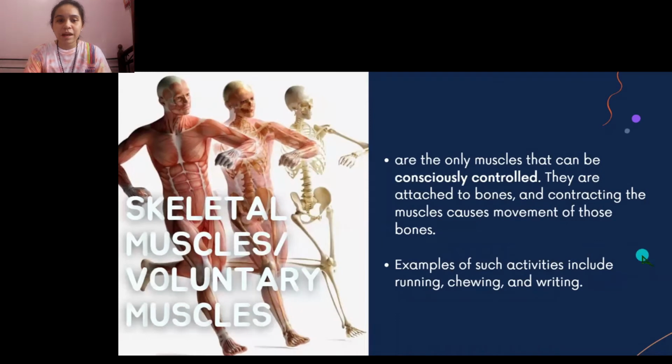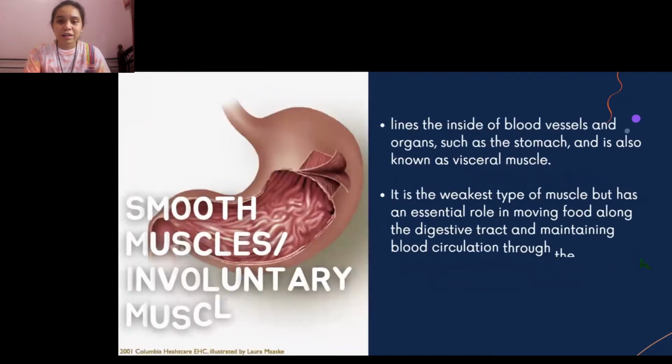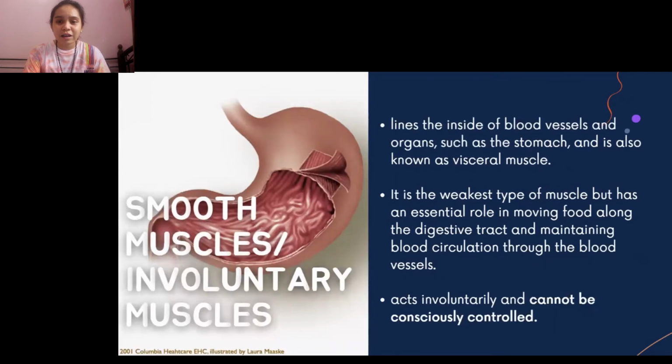Next is smooth muscles or involuntary muscles. These line the inside of blood vessels and organs such as the stomach and are also known as visceral muscle. It is the weakest type of muscle but has an essential role in moving food along the digestive tract and maintaining blood circulation throughout the blood vessels, and acts involuntarily and cannot be consciously controlled.